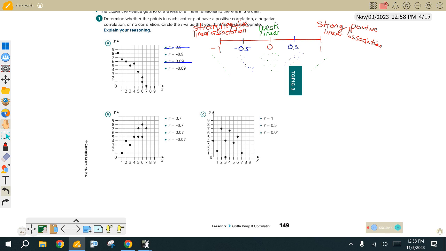It gets a little bit straighter. That's correct. And the closer you are to 0, you're all over the place. Correct. And -0.9 is closer to -1. So what we say then is, on this one, we say this one has a strong negative linear association. That is absolutely correct.